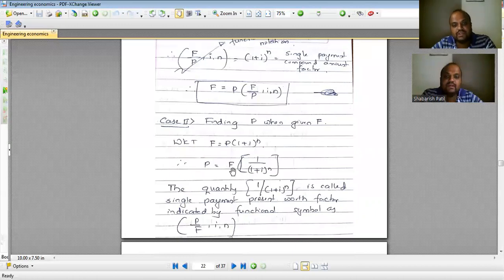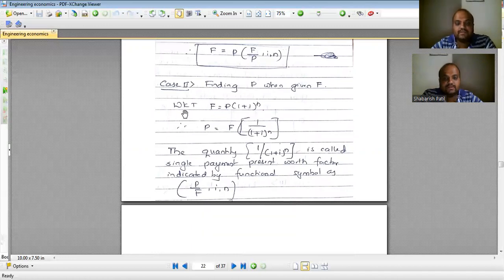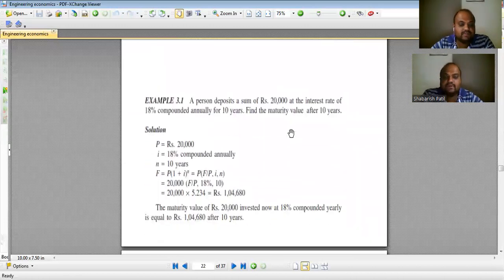Now here you know the future value, and what you want is the P value now. Okay, so we can comfortably calculate this. We'll go with this simple numerical, with the formula we have dealt with. A person deposits a sum of rupees 20,000 at the interest rate of 18% compounded annually for 10 years. Find the maturity value after 10 years.